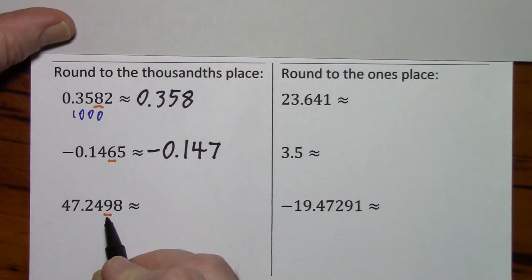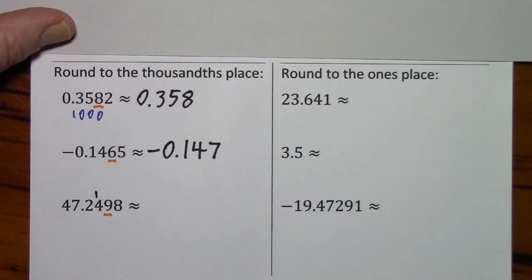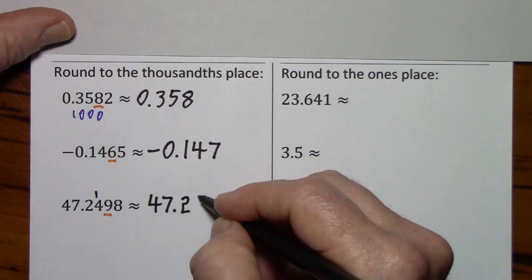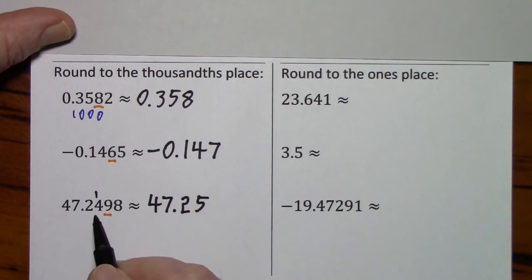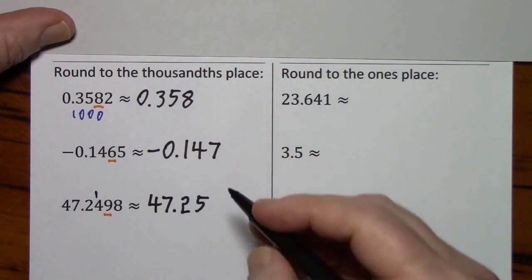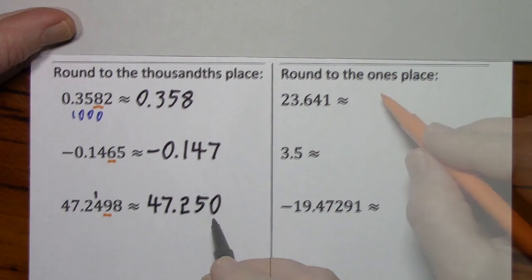Down here I stand at the thousandths place, I look at the next digit, it's 5 or greater, I have to round up. But when I round up, 9 becomes 10, which means I have to carry the 1. So this 4 becomes a 5, and because they've asked me to round to the thousandths place, I'm going to be sure to put in the 0, which is my thousandths place.